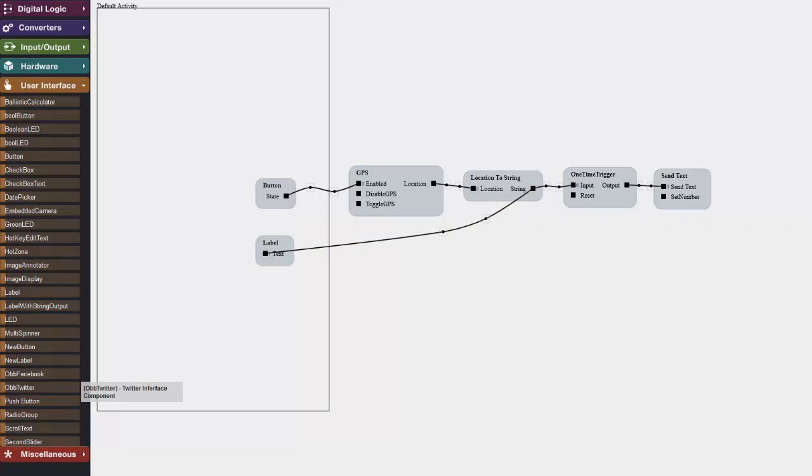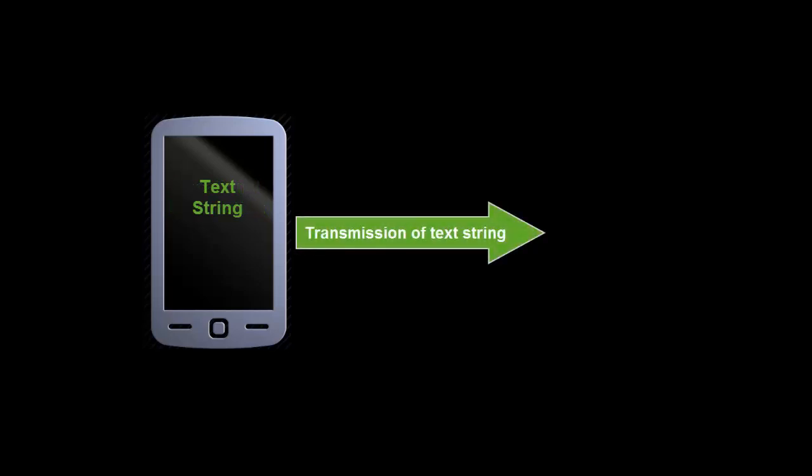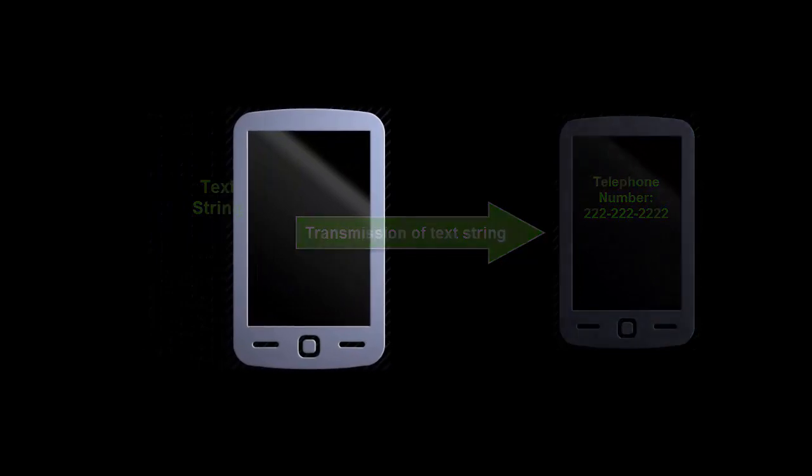Now we've completed the app. Once the user presses the button, the GPS will be enabled. The locational information is translated into a text string, which is displayed on the user's screen and transmitted one time in a text message to a specified telephone number. Here's what the app looks like on the user's phone once we've saved, compiled, downloaded, and installed it.